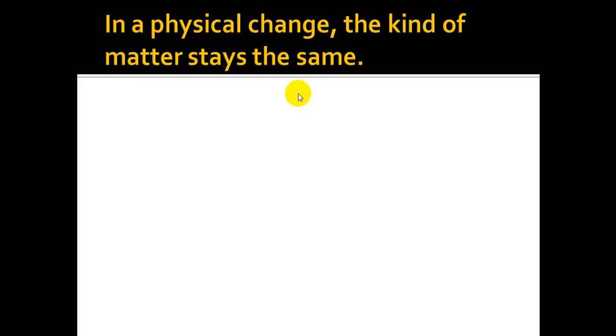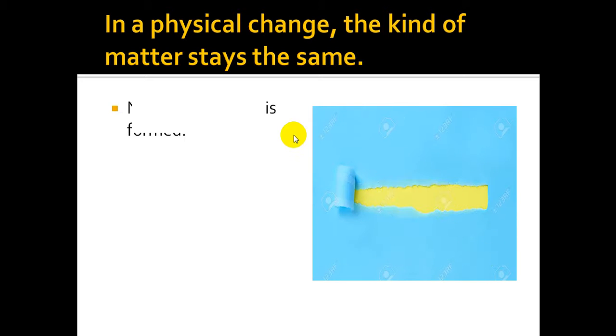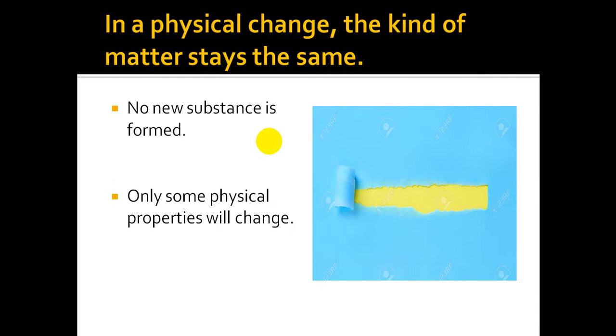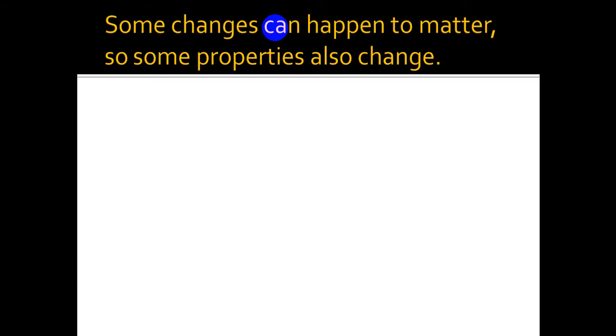In a physical change, the kind of matter stays the same. What do we mean by saying this? No new substance is formed. The same substance is still here. Only some physical properties will change. Is it clear? Till now, I guess it's not. Let's make it more clear.